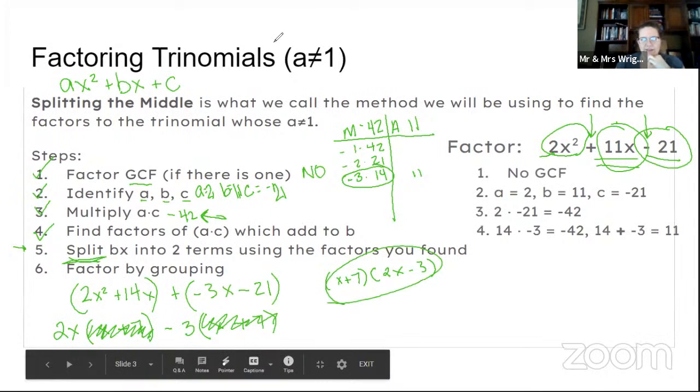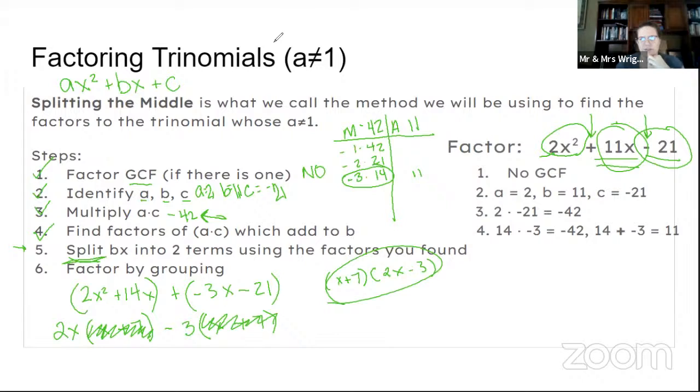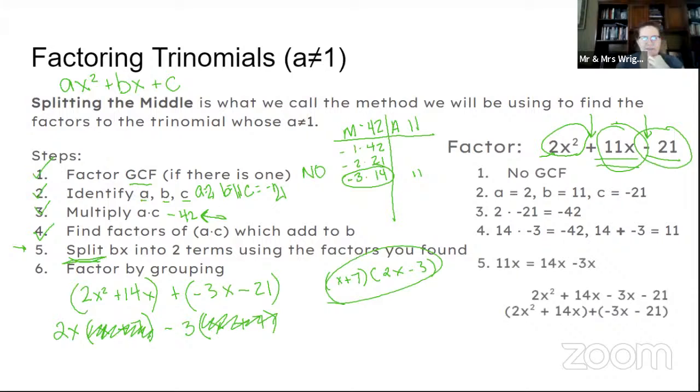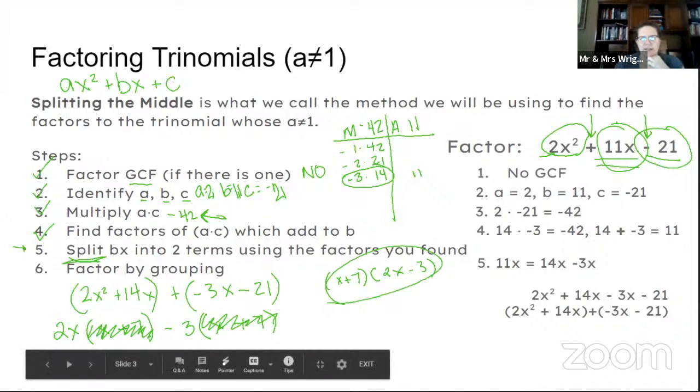So going back here, I have 14 times 3 is negative 42, and 14 plus negative 3. Then step 5, you see I went ahead and wrote that 11x is 14x minus 3x. So I split up my 11x into 14x and negative 3x down here, and grouped it with the parentheses. And then I factored out a common factor of each grouping. And then we have our answer, x plus 7 times 2x minus 3.